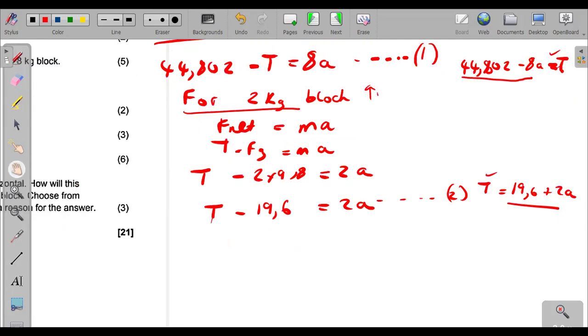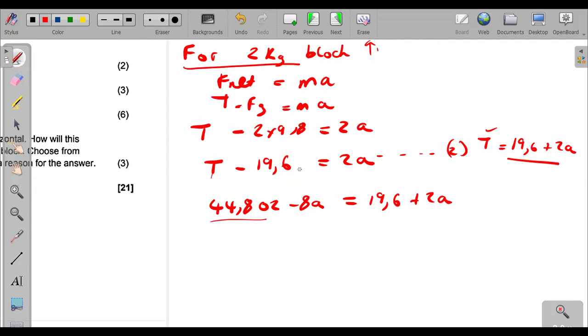So what are we going to do? We will simply say 44.802 minus 8A is equal to 19.6 plus 2A. I didn't round off here. I'm avoiding rounding off my figures too soon before the final answer. So I've equated the two equations, and I'm now solving for A, the acceleration. I take variables to one side, constants to the other side in solving my equation.